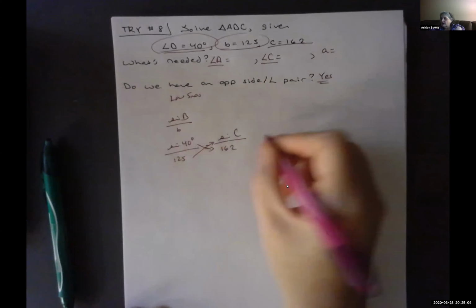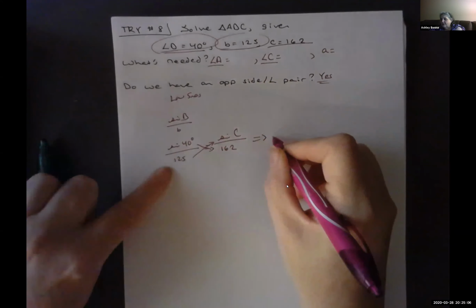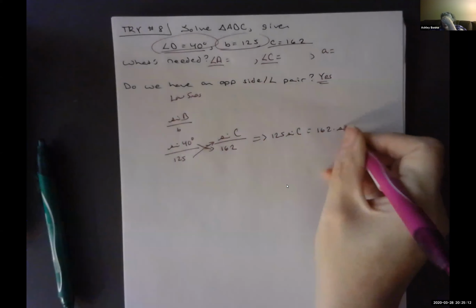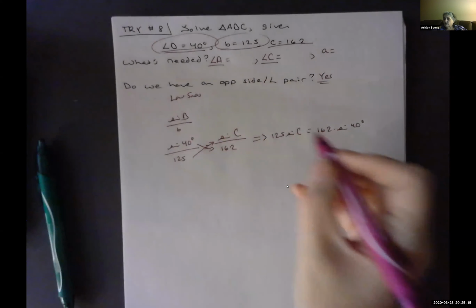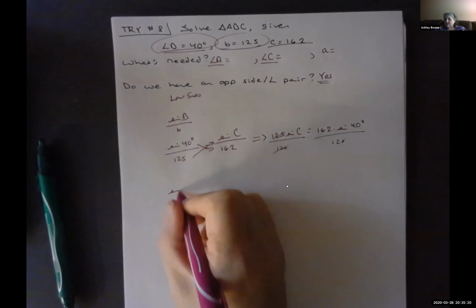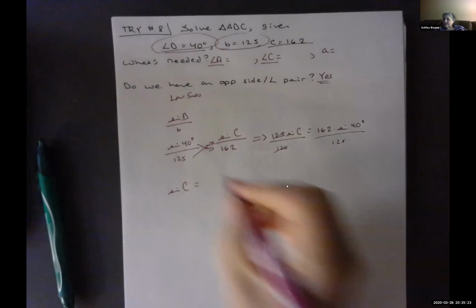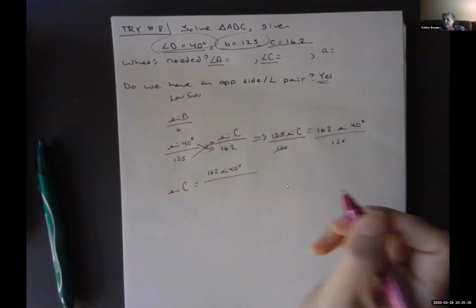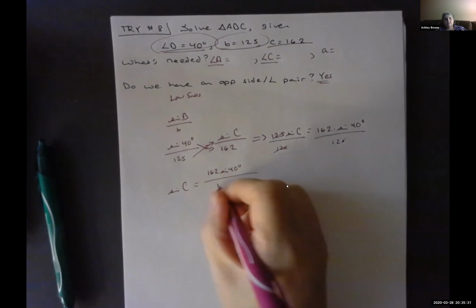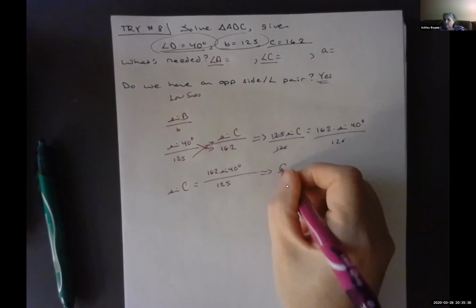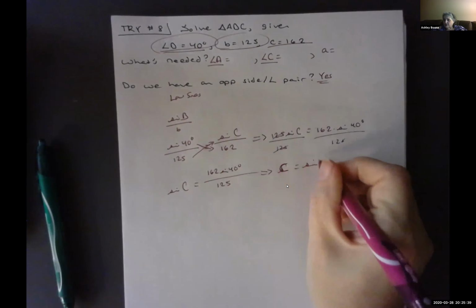So again, you can cross multiply. So we have 125 times the sine of C equals 162 times the sine of 40 degrees. Divide by 125 on both sides. So that means you have the sine of C is equal to 162 times the sine of 40 degrees over 125. Okay. So C is equal to the inverse sine of that fraction.